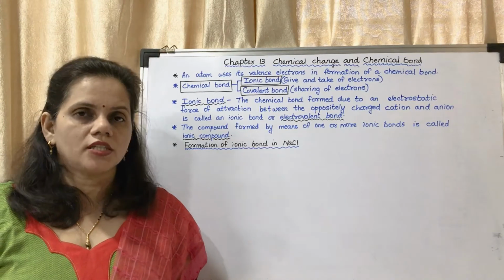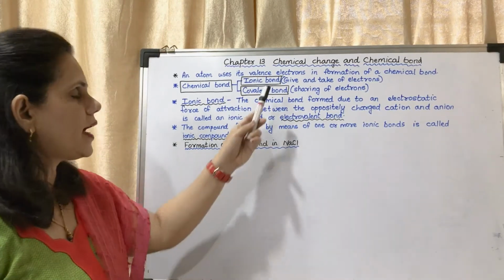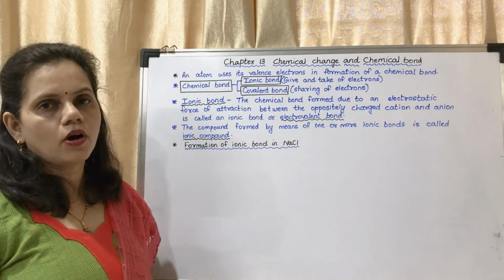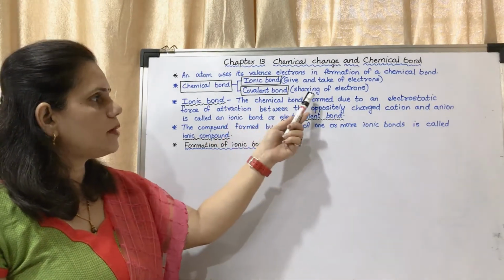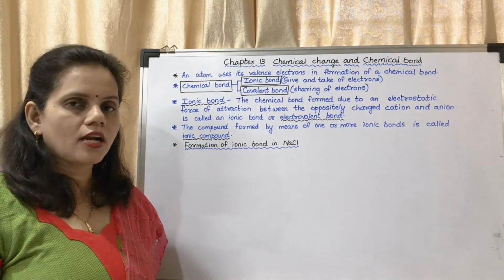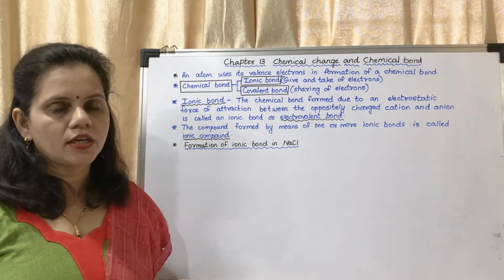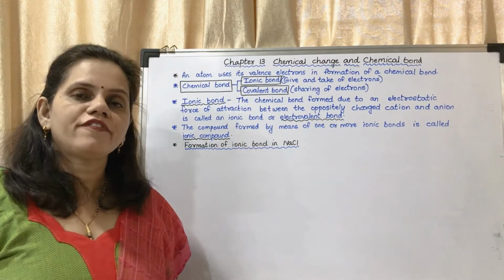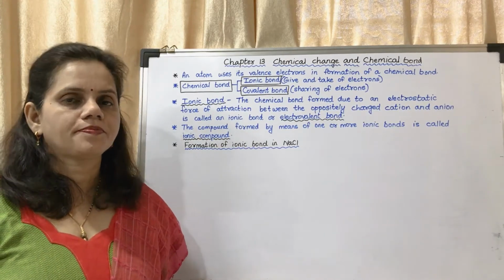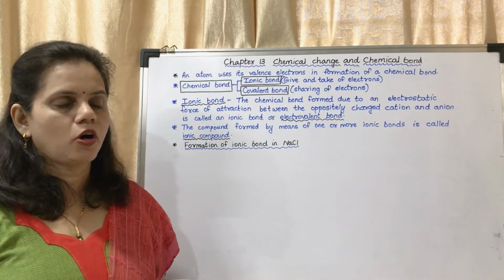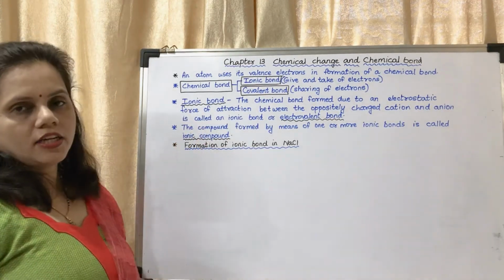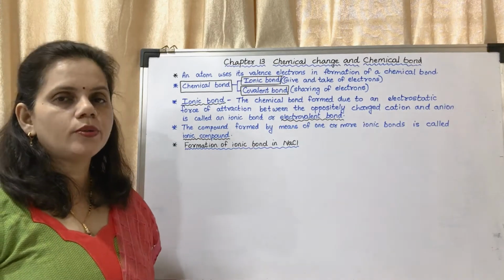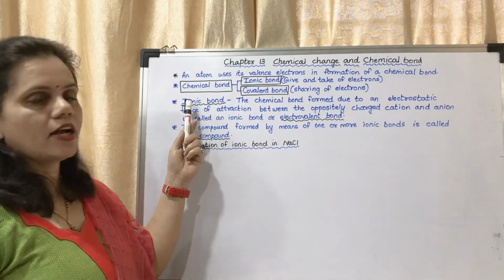Bonds which are formed by give and take of electrons are called ionic bonds, and the bond which is formed by sharing of electrons is called a covalent bond. In this lecture we will be studying different compounds which are formed by ionic bond or covalent bond. Now, what is an ionic bond? The definition is important. It is there on page number 92. You may mark it.